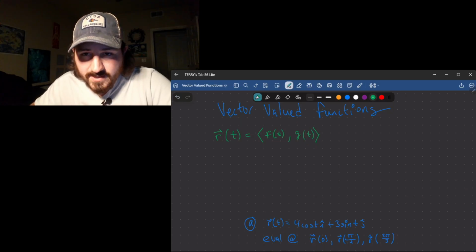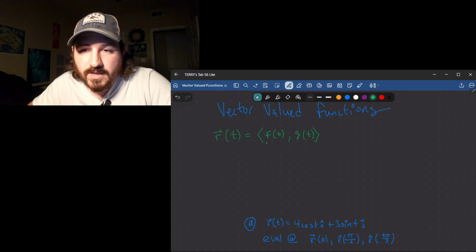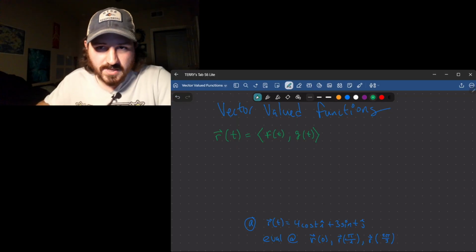So what this says is that I have an input value of t, and I have a function that takes that input value and gives me some output value, and that is my x component. And then similarly, I have a different function that takes that same input value and gives me some other output value, and that's my y component. And those two components make up the vector r. So that's what we're saying here.